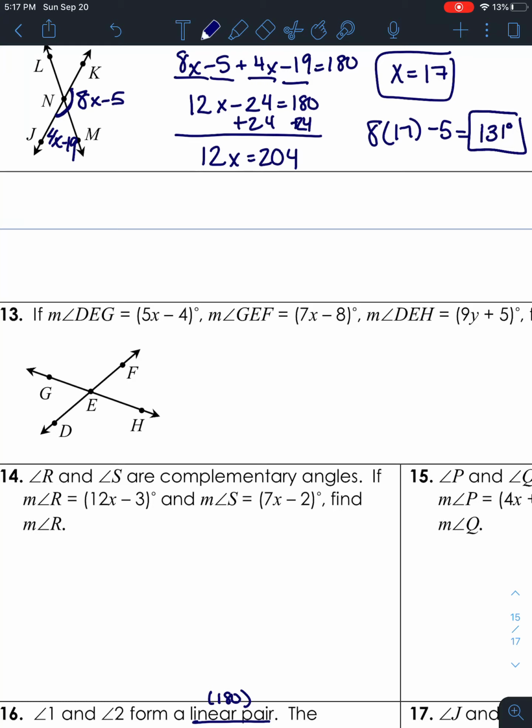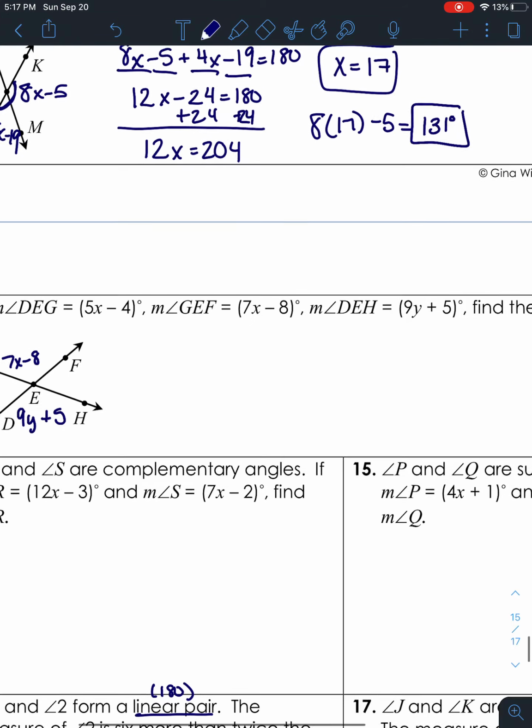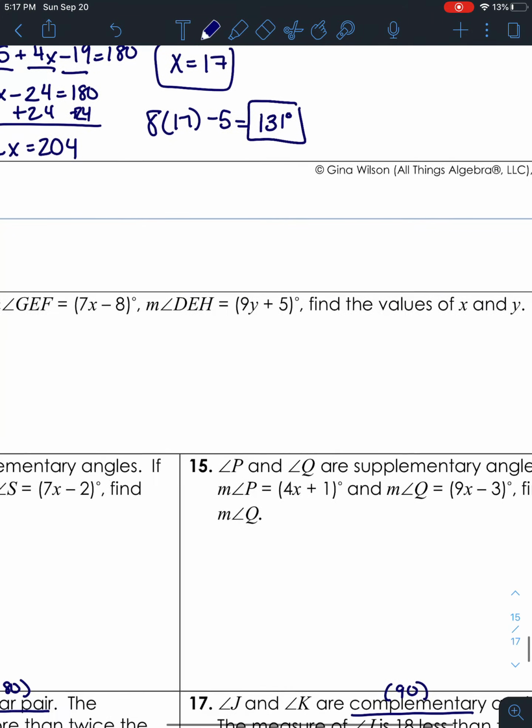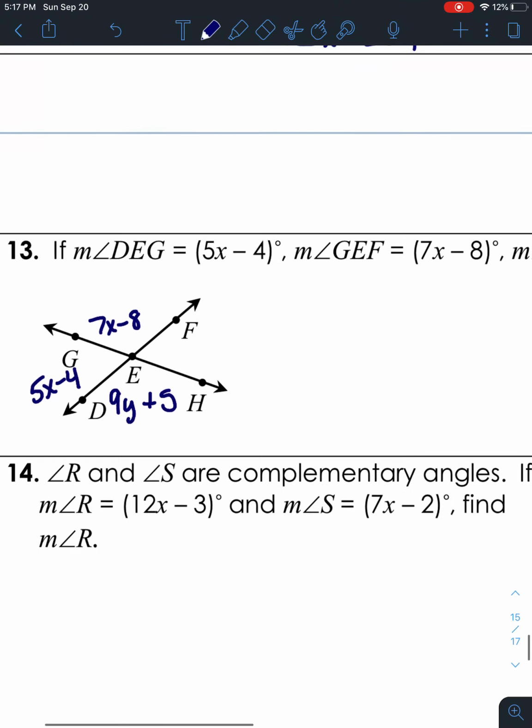All right, here we go. Let's label our diagram here. DEG is 5x minus 4. GEF is going to be 7x minus 8. Okay, DEH right here is 9y plus 5. And he wants to find the values of x and y.